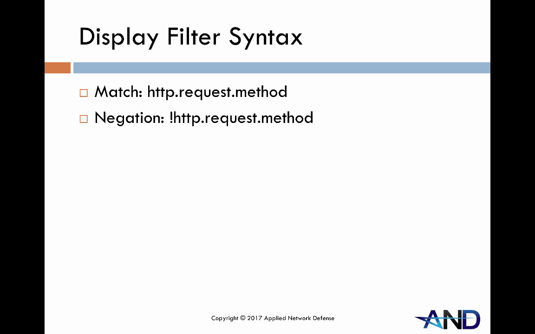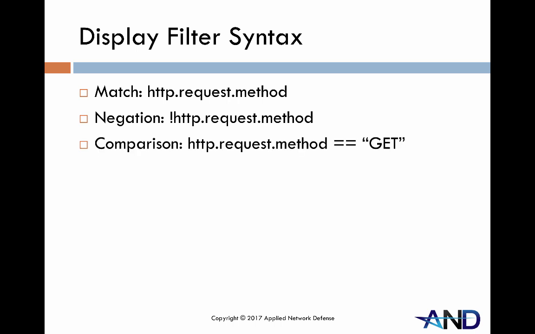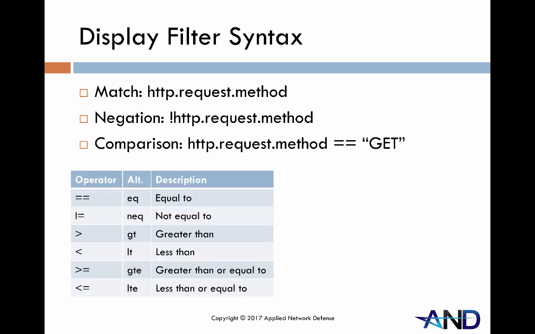Now, we also have the ability to do comparisons like we've done in some other examples already, and those are probably the things that you're most familiar with. So for a comparison, we're going to say http.request.method equals get, and that's going to match every HTTP packet where the request method equals get. So we're actually doing a comparison there. It's an equals comparison, but we can do a lot of other comparisons as well.